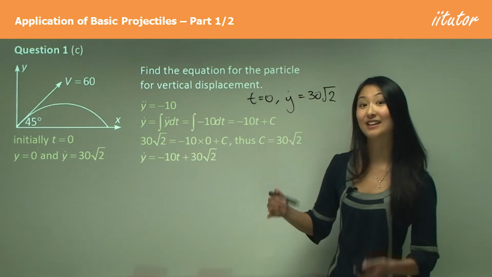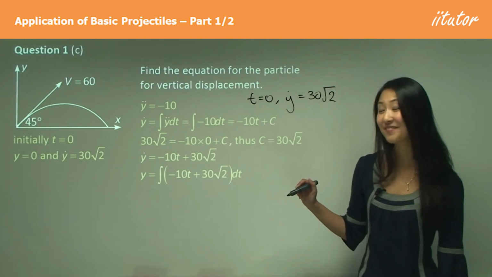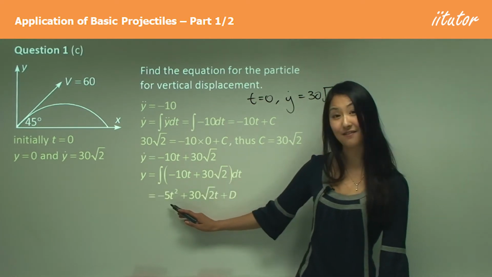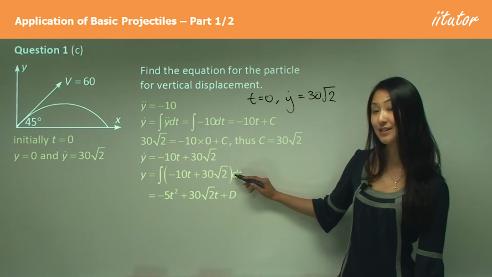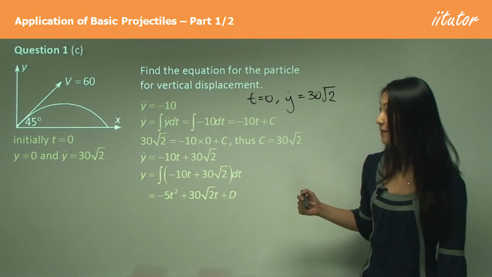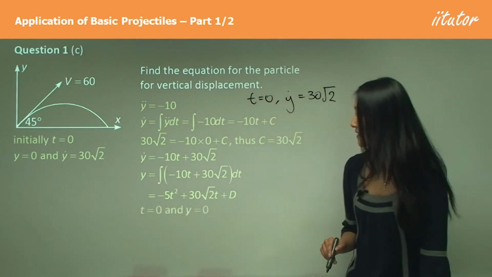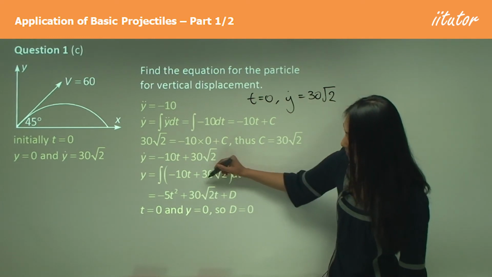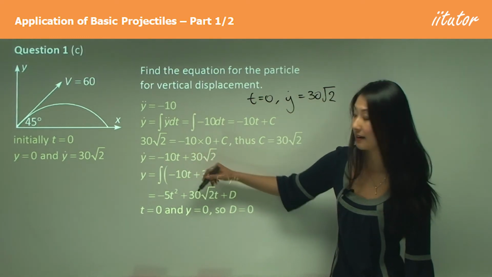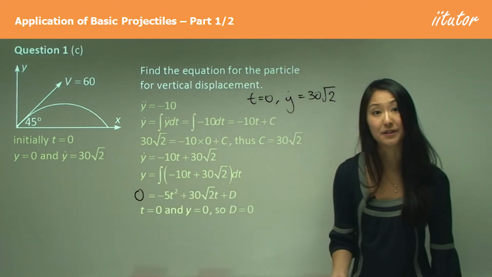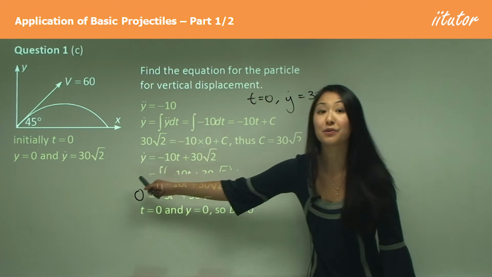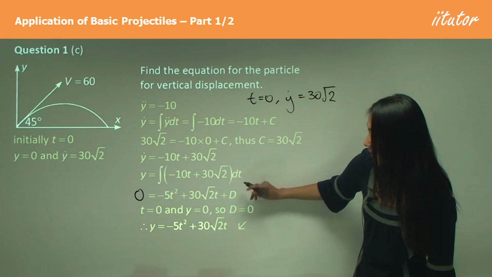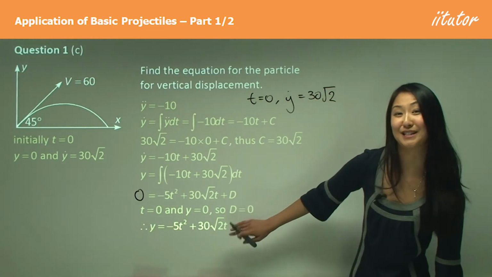And then we just need to integrate again. Yep, so integrate that whole thing. So you get negative 10t squared on 2. So 10 and 2 cancel, give you negative 5t squared. And you just get 30 square root 2 t plus d. And now we substitute in these values. So t equals 0 and y equals 0. So substituting that in, 0 plus 0, so that's all 0, okay? And y here equals 0 as well. So that means that d has to equal 0. So if d equals 0, this must be our vertical displacement equation there.